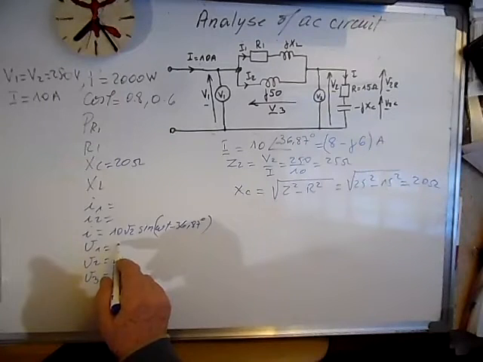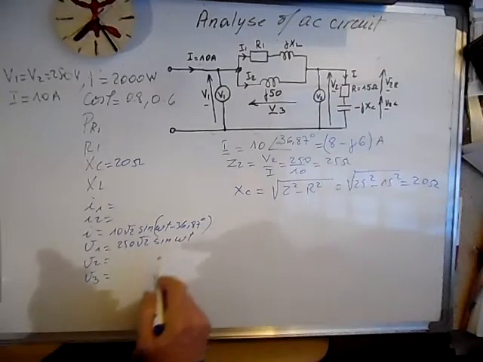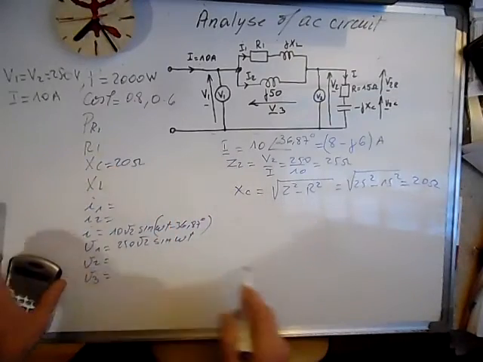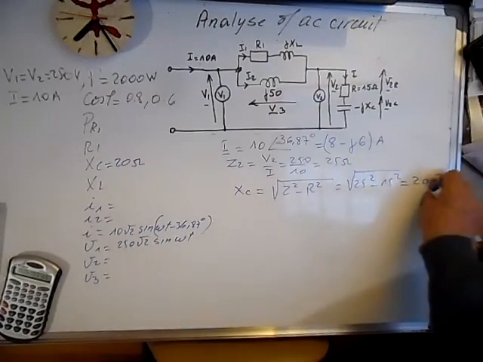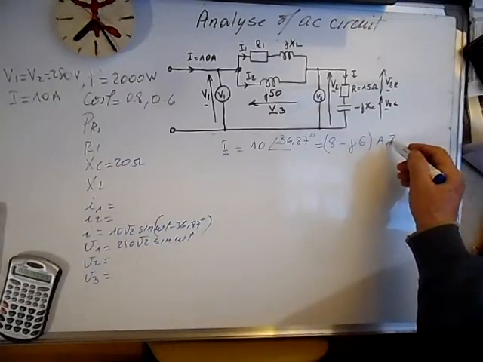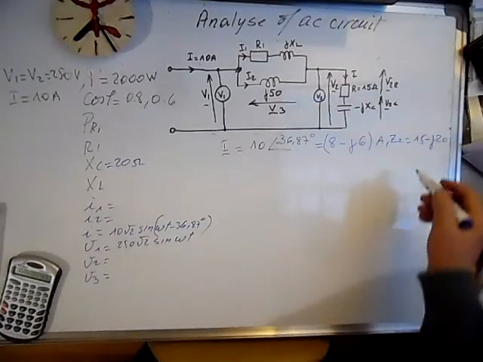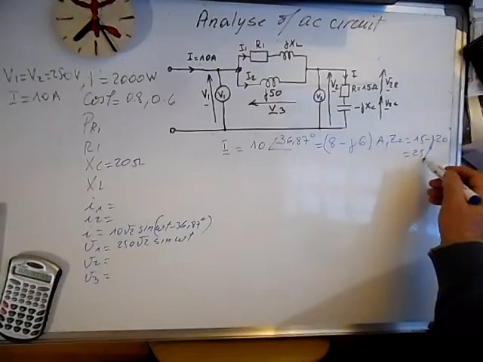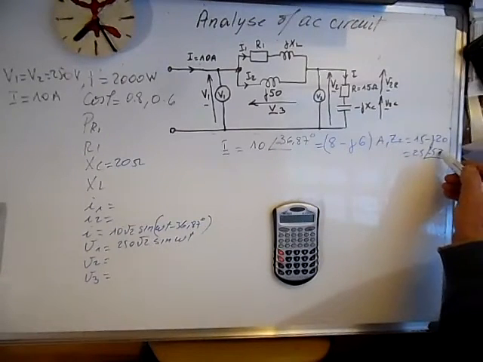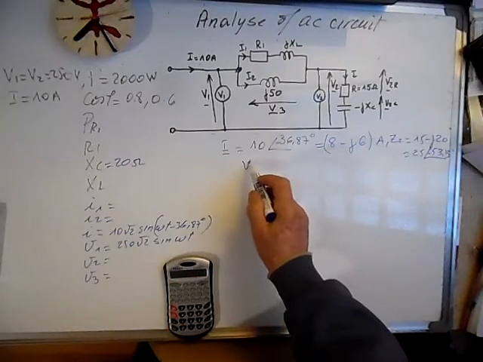The V1 we know it as well, 250 sine omega t. This is the reference. Okay, now X we calculated. So we can say that we have Z2, we can write it in a complex form. Z2 is equal to 15 minus j20, or 25 and, I think, minus 53.13 degrees. Okay, we can now calculate V2.